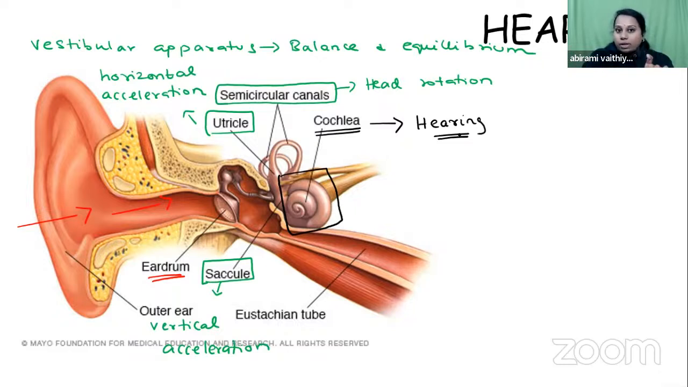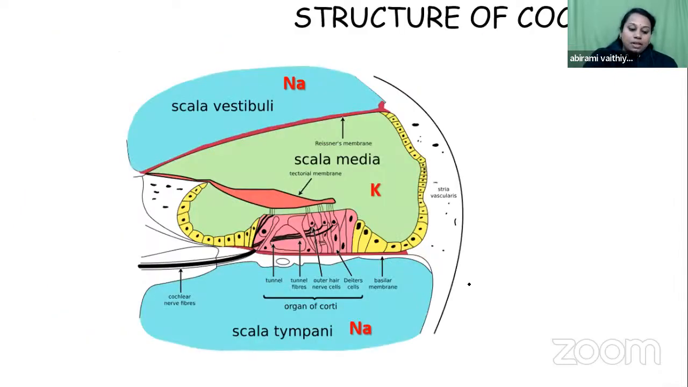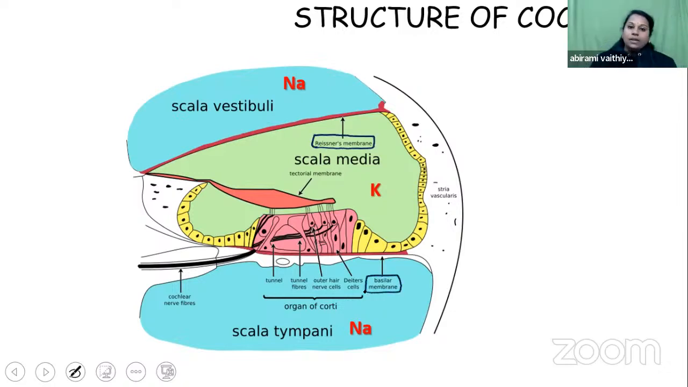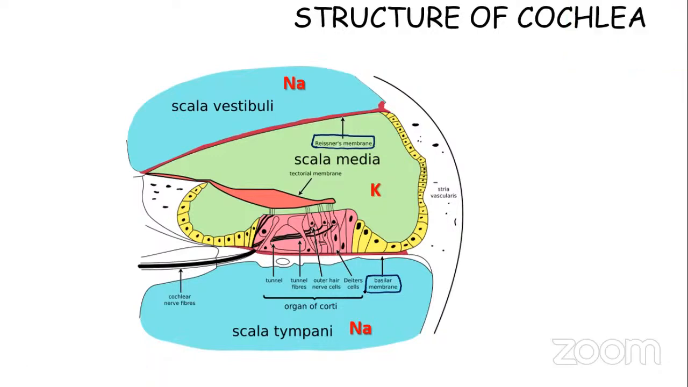We'll zoom into this cochlea. The snail-like structure that you see is the cochlea. So now I'm going to zoom into the structure of the cochlea. Look at the structure of the cochlea. The cochlea has two membranes. On top, Reissner's membrane. And below you have the basilar membrane. There are two membranes, Reissner's membrane and basilar membrane. Reissner's membrane is on top.